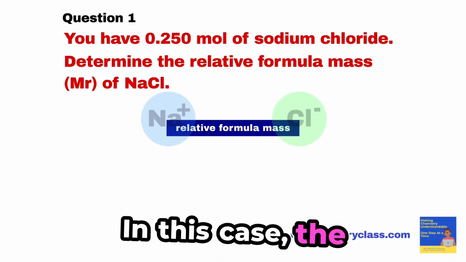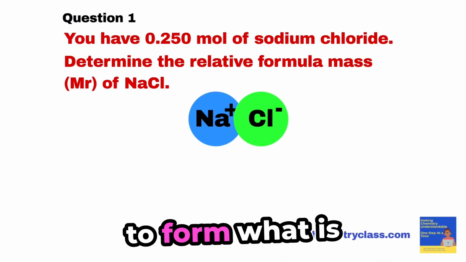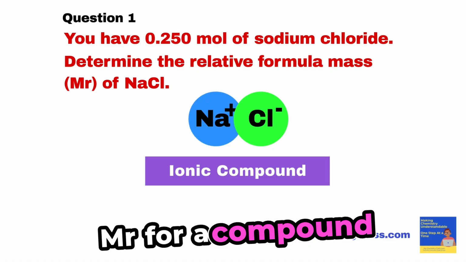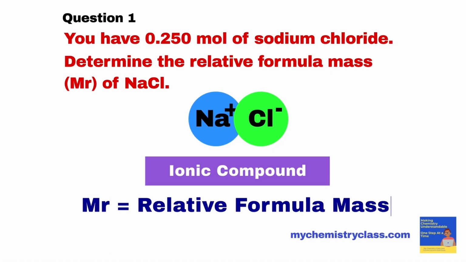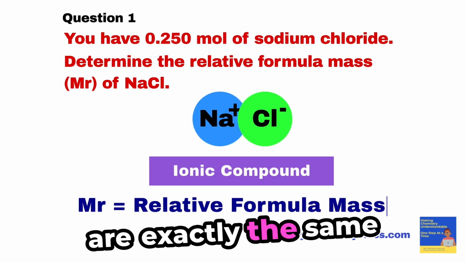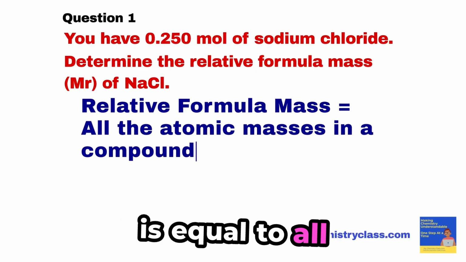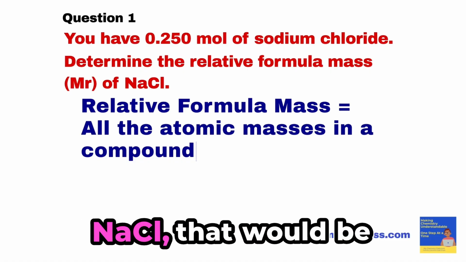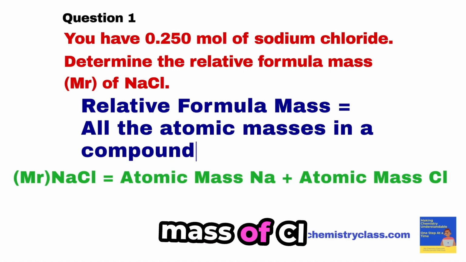In this case, the sodium ion and the chlorine ion bond together to form what is called an ionic compound. MR for a compound is called relative formula mass. Confusing? Yep. The good news is the calculations for both are exactly the same. The relative formula mass is equal to the sum of all the atomic masses in a compound. In the case of NaCl, that would be the atomic mass of Na plus the atomic mass of Cl.